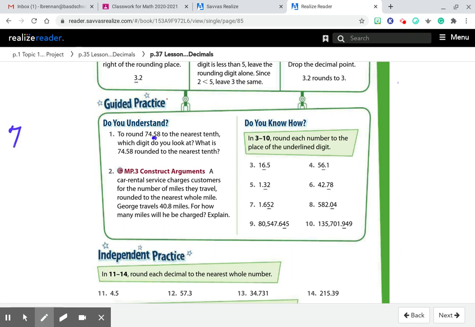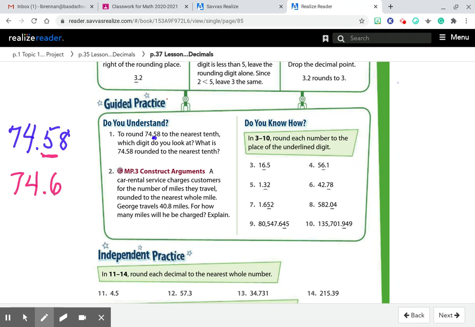So our value is 74 and 58 hundredths, and we are rounding to the nearest tenth, just right there. So we're going to get rid of that 8. Is the 8 going to make the 5 go up? Is it 5 or greater? Yes, it is. So we're going to wind up with 74.6. So that's rounded to the nearest tenth.